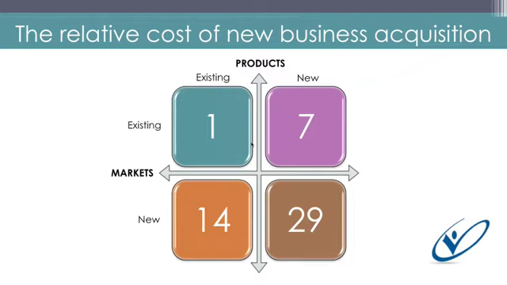So what we're saying is that it costs 7 times as much to acquire the same amount of business from a new product into an existing market. So 7 times the cost. In terms of taking an existing product into a new market, it's about 14 times the cost of selling that same level of service or product into an existing market, an existing client base. And the big one is diversification, 29 times the cost of selling an existing product to an existing client base.